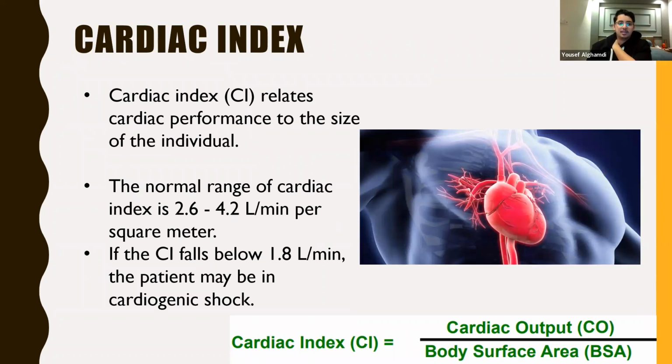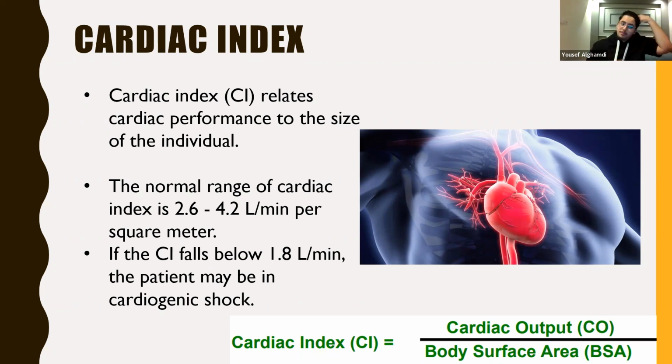So the cardiac index relates the cardiac performance to the size of the individual. So the normal cardiac index is about 2.4 to 4.2 liters per minute per square meter, right? If the cardiac index falls below 1.8 liters per minute, a patient may develop cardiogenic shock. It's a simple formula. Cardiac index is cardiac output divided by your body surface area, right?